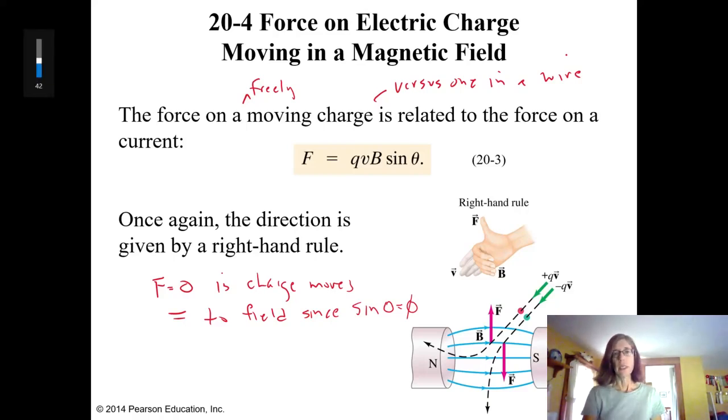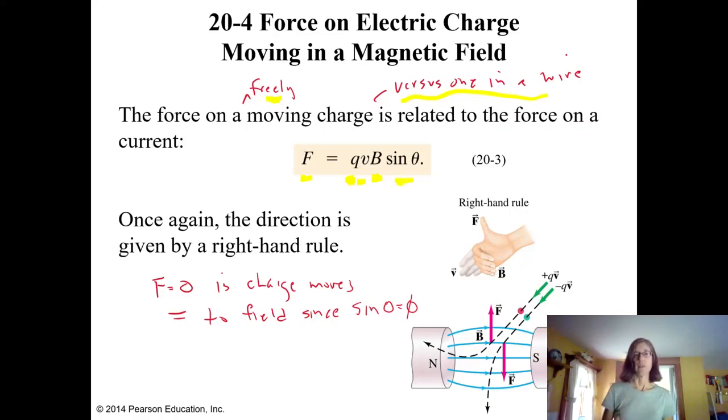In this case, again, I'm not going to go over the derivation of these equations because they can get quite lengthy. But the force on a freely moving charge versus one that's in a wire, because what we just saw was one that was in a wire. If it's just a point charge and it's freely moving, then that force is going to be equal to the charge itself, Q, times the velocity of the charge, times the magnetic field, times the sine of that angle. And again, the direction's given by the right-hand rule.